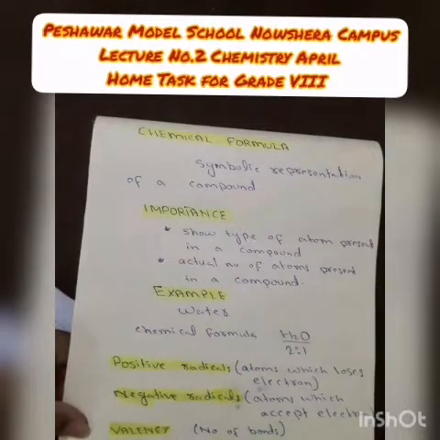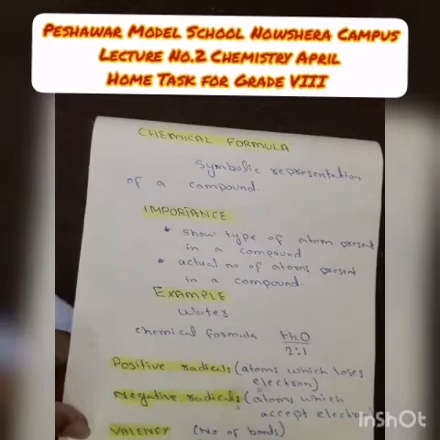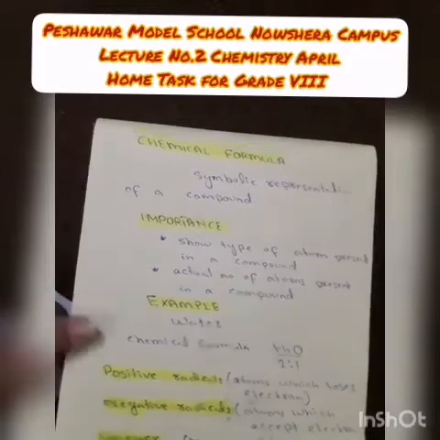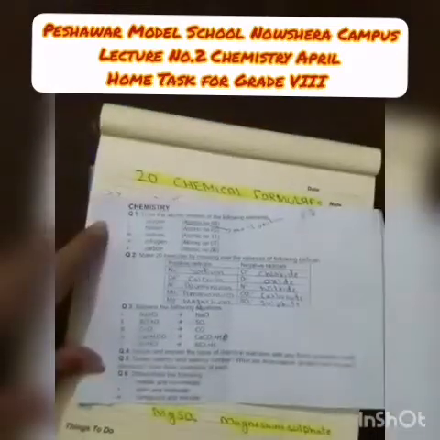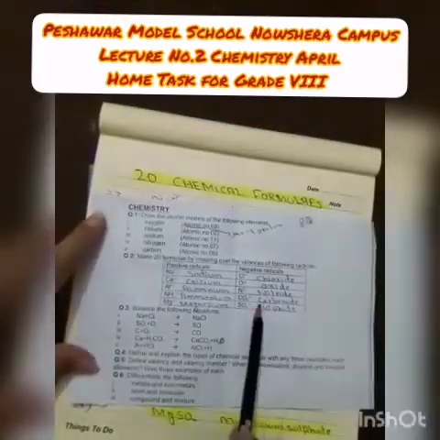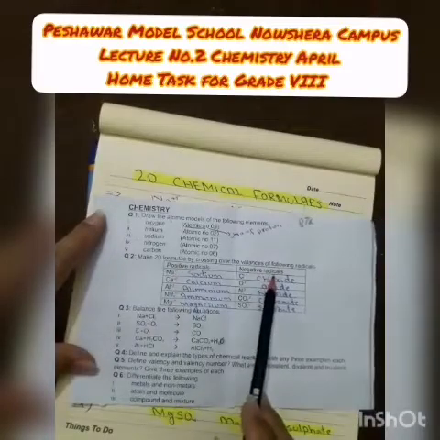Now what is a valency? Valency shows the number of bonds, that is, how many bonds are formed by that atom in a compound. Now we will make 20 formulas from the positive radicals and negative radicals.